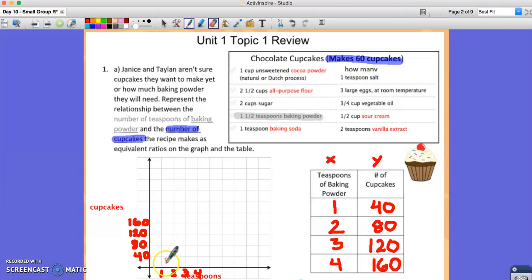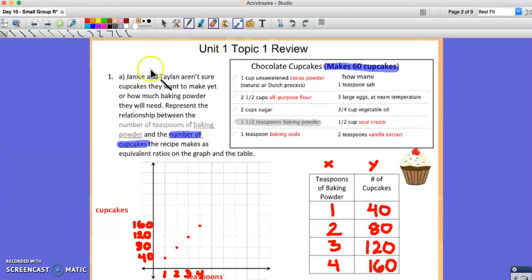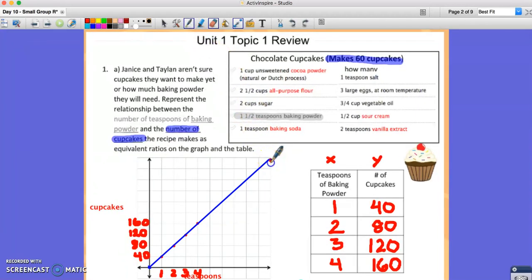Once I've filled in my sides, 1, 40, I can put the points in. And I know that for a graph to be a proportional relationship, I need it to be a straight line, and I also need to make sure that it's starting at the origin, because 0 teaspoons is going to give me 0 cupcakes. I draw my line. Make sure your line goes all the way to the end with a little arrow, because this graph could represent any amount of teaspoons. And there's our graph, and there's our table.